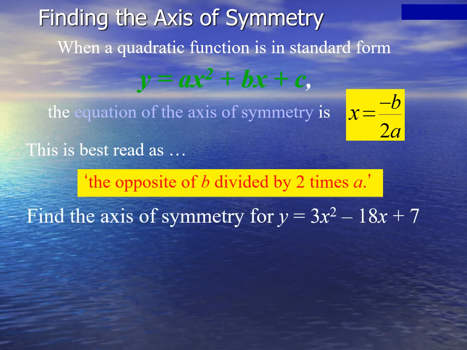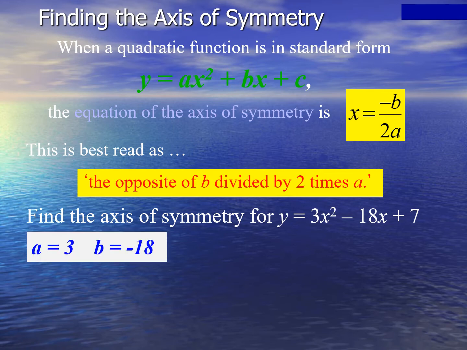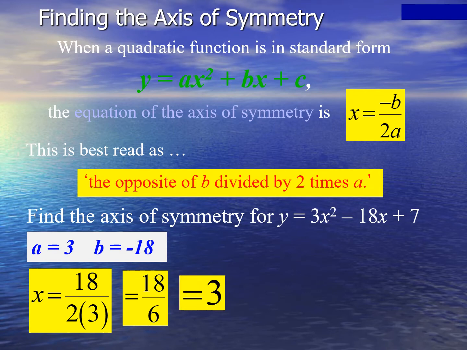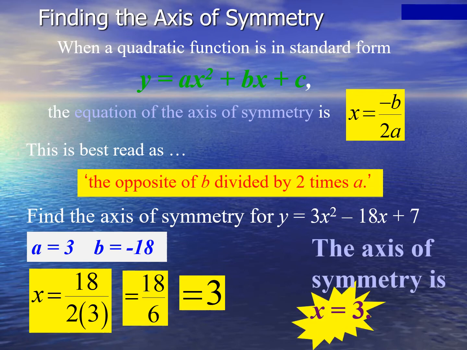Find the axis of symmetry for y equals 3x squared minus 18x plus 7. So a is equal to 3 and b is equal to negative 18. Using the formula x equals negative b over 2a, we have 18, because b is negative, so we have the opposite of negative 18, which is 18, over 2 times 3. So 18 divided by 6 is equal to 3. Therefore, the axis of symmetry is x equals 3.